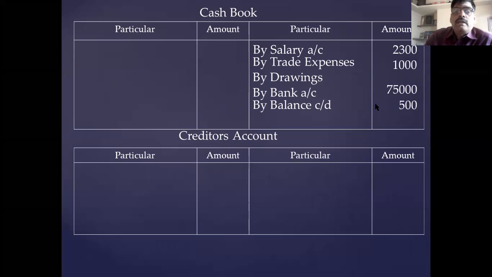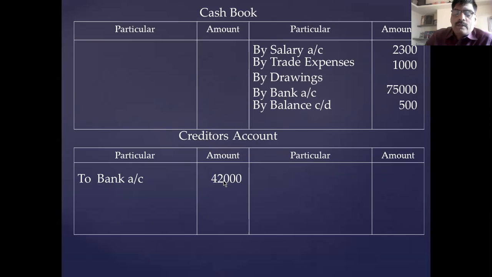Then on the credit side there is a creditor. That creditor goes to the debit side of the creditor account, 42,000. Then insurance is there, rent is there, furniture is there. These go to the P&L account and balance sheet. Then come to the opening statement of affairs.